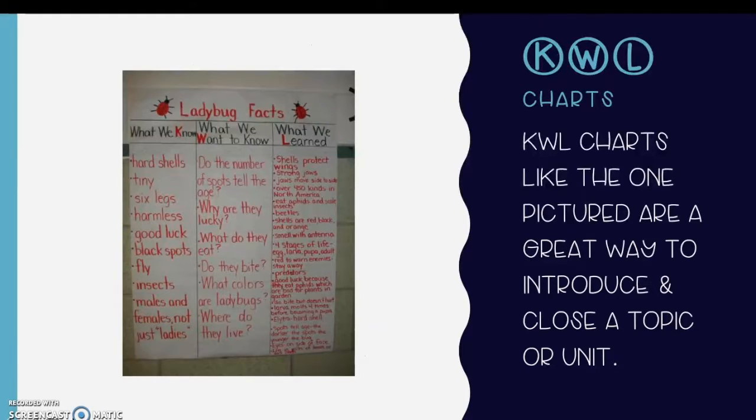So KWL charts like the one pictured are a great way to introduce and close a topic or unit. This chart came from a second grade classroom, so you can see it's very teacher-led, but it holds plenty of information. And what I think is incredible is how many questions they had, and then look at all they included that they learned. That's exactly what you want to see on these charts.